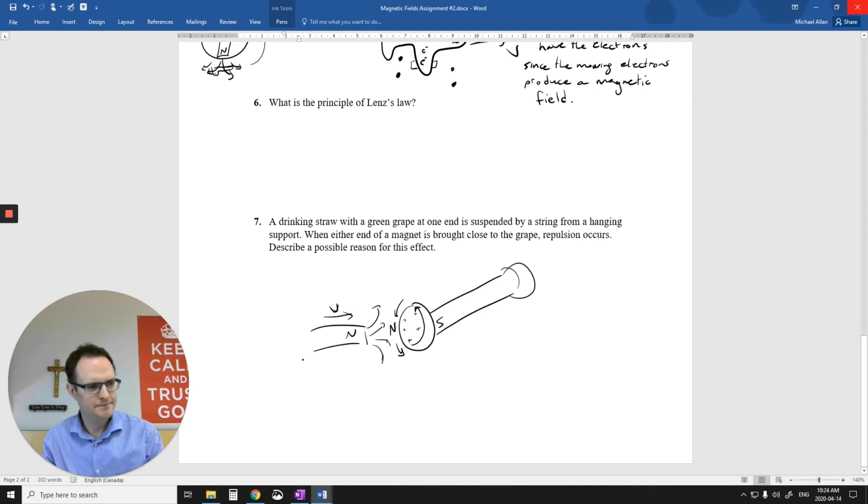This is my explanation. This is a very simplified explanation. There are other things happening, like diamagnetic materials, but this is a very simplified version of what's happening here. The ions in the grape move in a way to produce an opposing magnetic field.